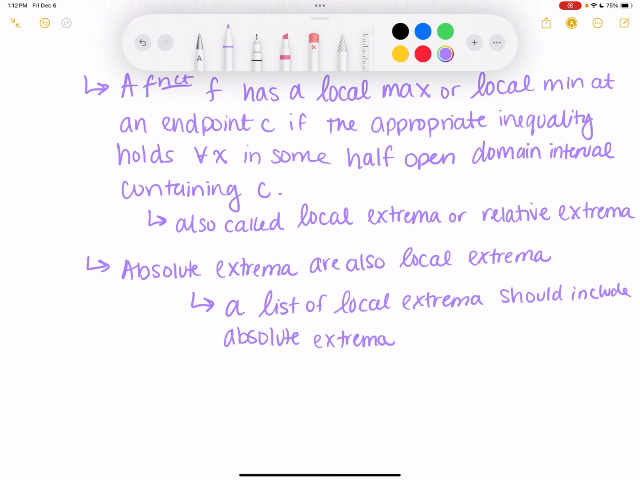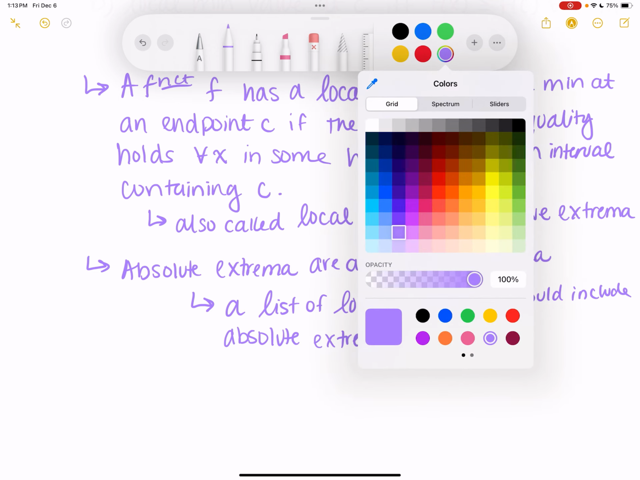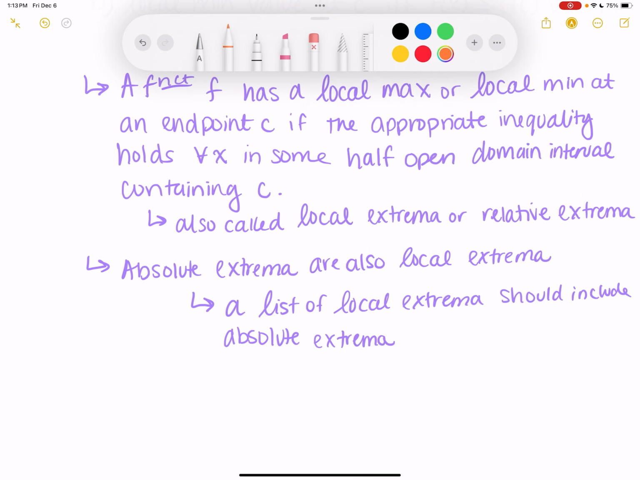All right, so that all just told you what's what. So now we'll talk about actually finding them. So finding extreme values. Whoa, if I can spell extreme. It left out the X. Extreme values.